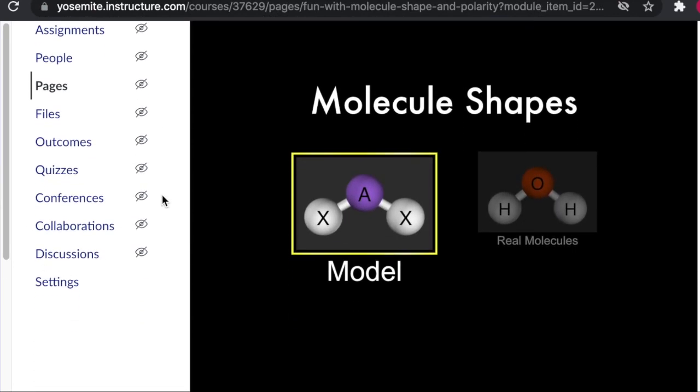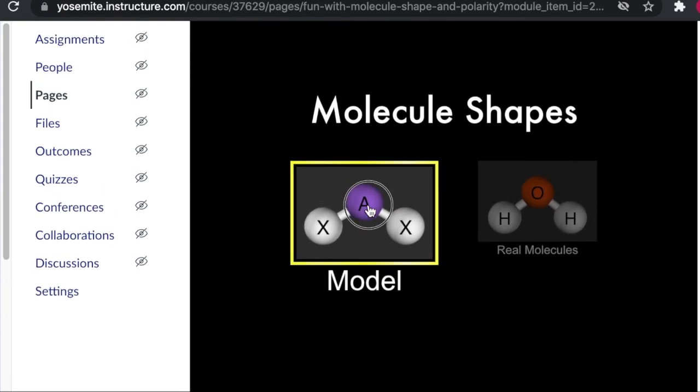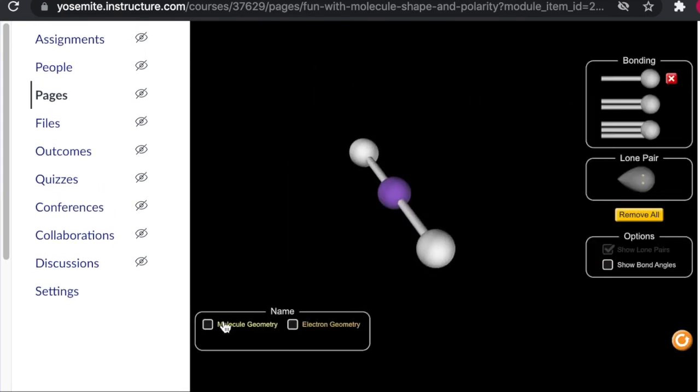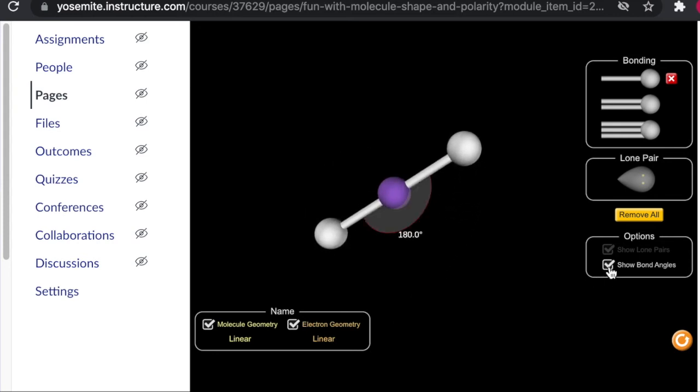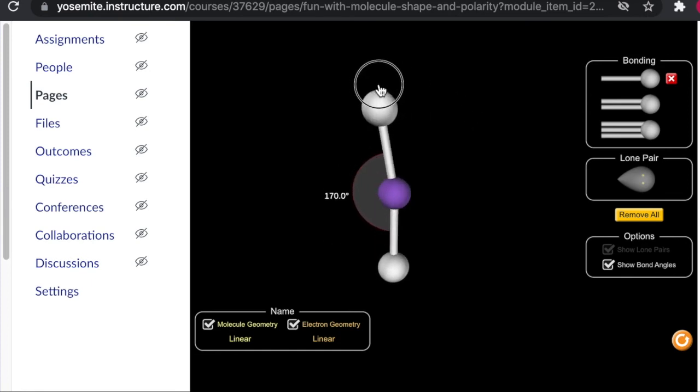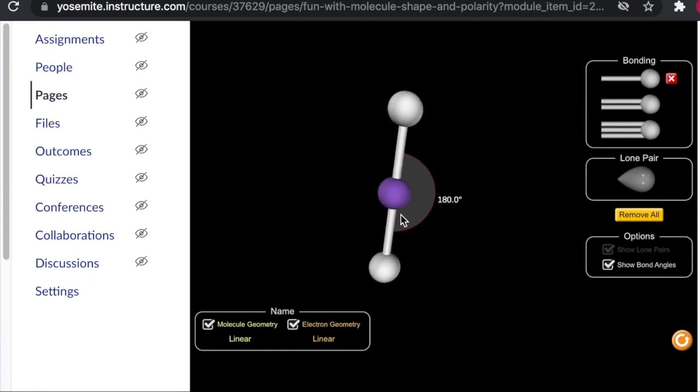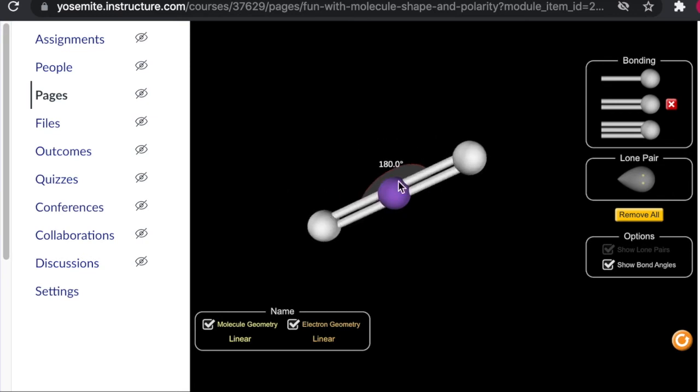So the first one has to do with molecule shapes. Let's go ahead and check the boxes where we can see both the molecule geometry and the electron geometry. And let's check showing the bond angles as well. So here we have a central atom that is holding on to 2 things, 2 atoms, and so it is a linear molecule. This one kind of looks like the carbon dioxide molecule that we were looking at, the carbon with two double bonds, two sets of double bonds.